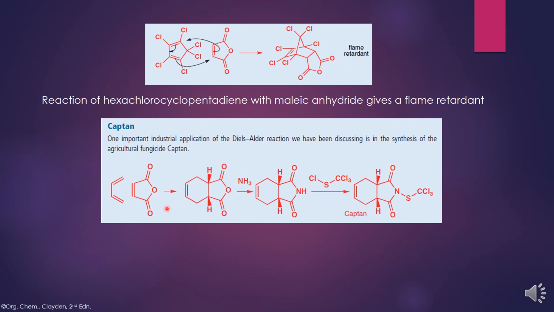Another industrial application of the Diels-Alder reaction comes with the synthesis of the agricultural fungicide captan with the reactants diene and maleic anhydride. So butadiene and maleic anhydride directly give the Diels-Alder product. Then on further treating with ammonia, we get captan.